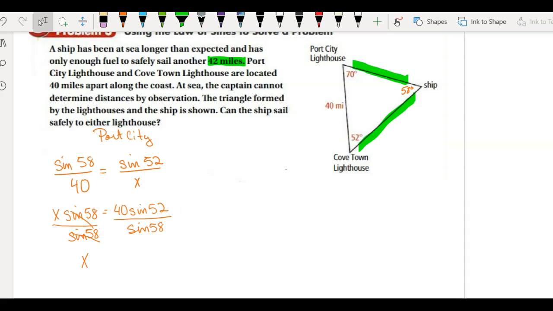When you plug that in your calculator, you are going to get 37.1682 and a bunch of other stuff. So now let's find, okay, so this one is 37.16. Can we travel that far? Absolutely. So we can definitely make it to Port City. Now let's see if we can make it to Covetown.